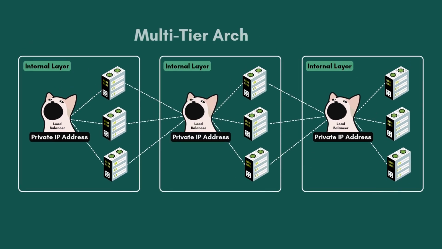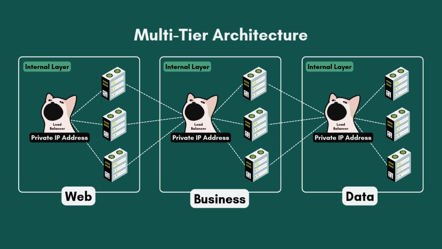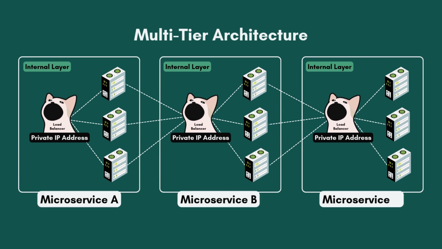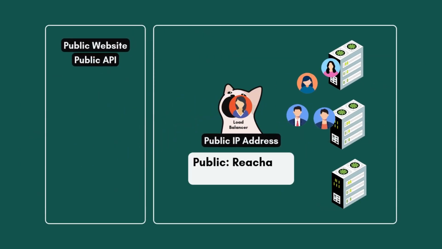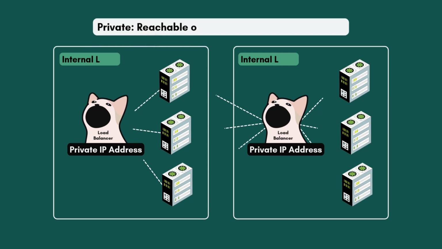This is common in multi-tier architectures, where you separate your system into web application and backend layers, or when you're building microservices. A simple way to think about it is this. Public means it's reachable from the internet, while internal means it's reachable only within your private network.